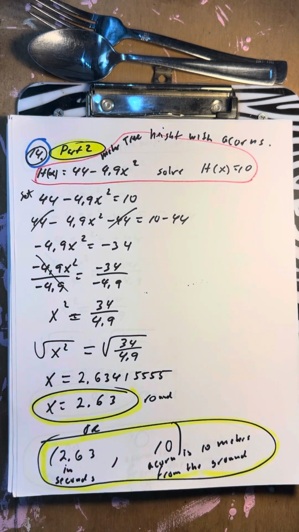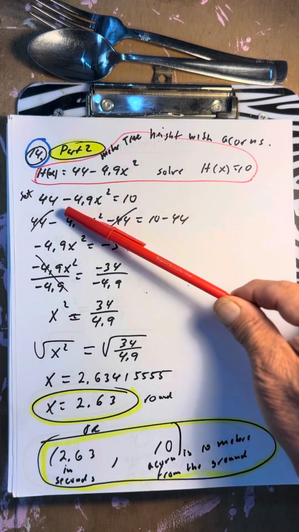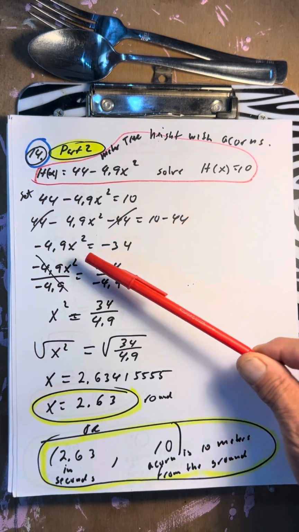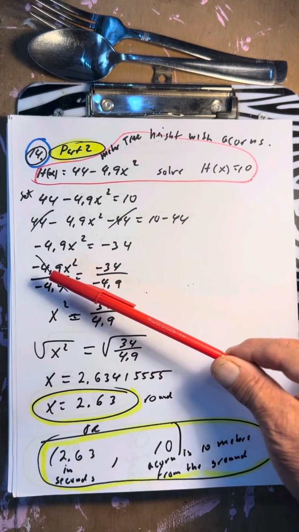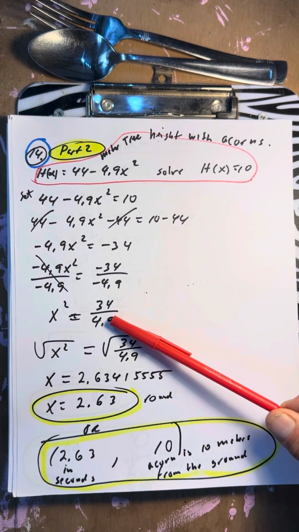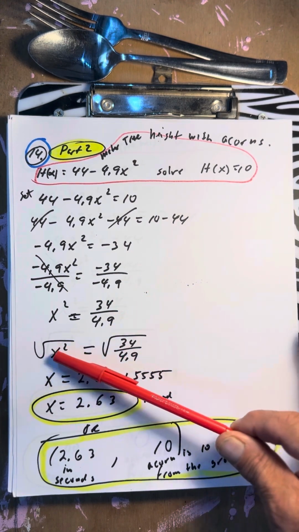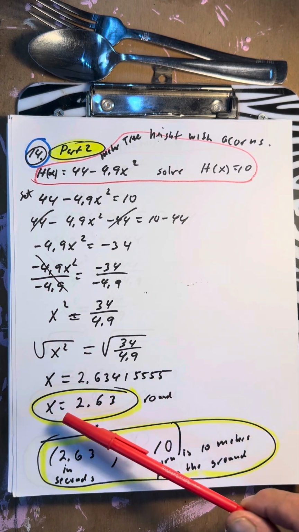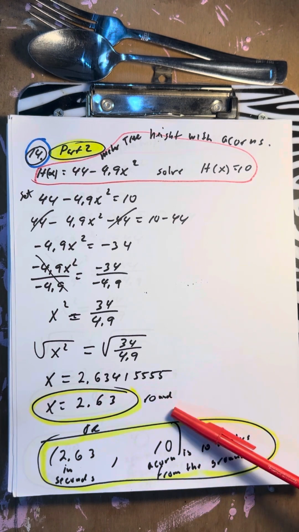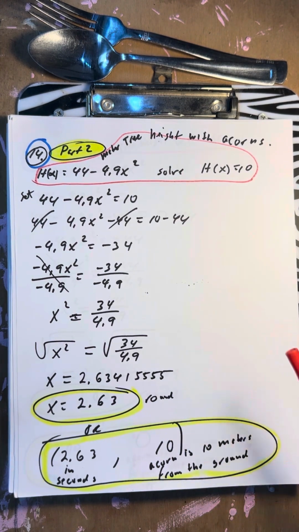All right, this one says h of x equals 10. Now let's put a 10 there. Set that equal to 10. So we're going to go minus 44, minus 44. So we have negative 4.9 x squared equals negative 34. Divide by negative 4.9. These negatives are gone. Then this is going to be a positive 34 over 4.9. Now we take the square root of both sides. And this is going to give you x equals this number, 2.634155. Round it to 2.63. So what does that mean? We're going to use a positive one. Okay, that's all we're going to use. So in 2.63 seconds, the acorn is 10 meters from the ground.